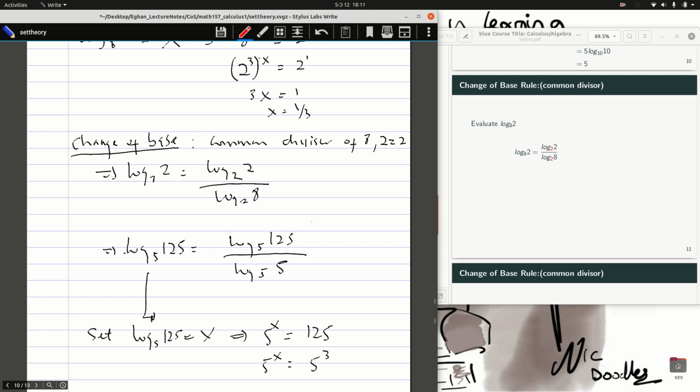So look at the first example. I have a base of 8. This is the base, and this is the argument 2. The common divisor here can only be 2 and not 4. You know that. And so I introduce a common divisor here and then here. Now you realize that log 2 base 2 is 1 from the property. And here I can have it as log 2 to the power 3. So here becomes 1 and I get 1 over 3.